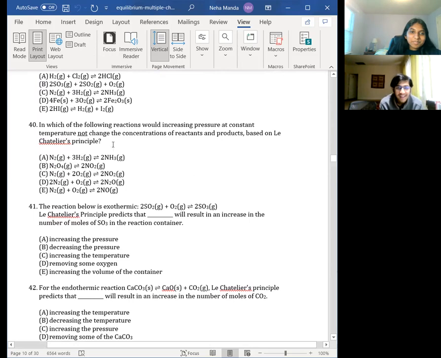Increasing pressure, no change. Okay, so this one, it would be equal amount of moles on the left and the right. So this has 4 on the left, 2 on the right, 1 on the left, 2 on the right, 3 on the left, 2 on the right, 3 on the left, 2 on the right. Okay, yeah, so it's E.